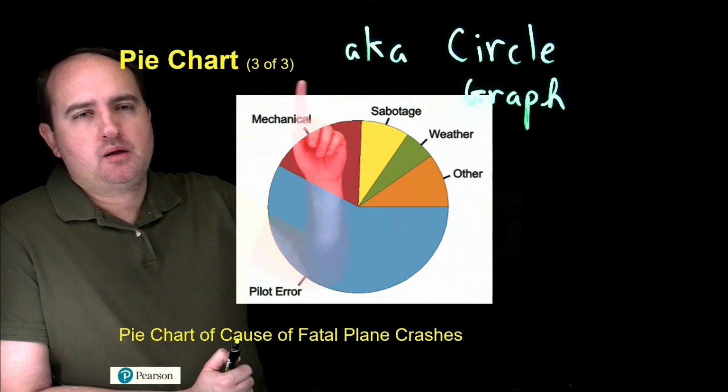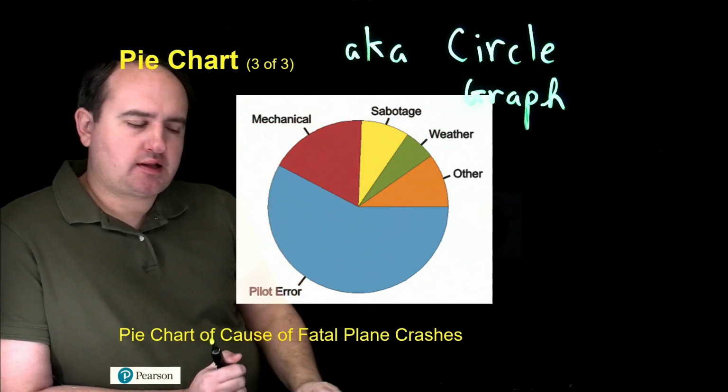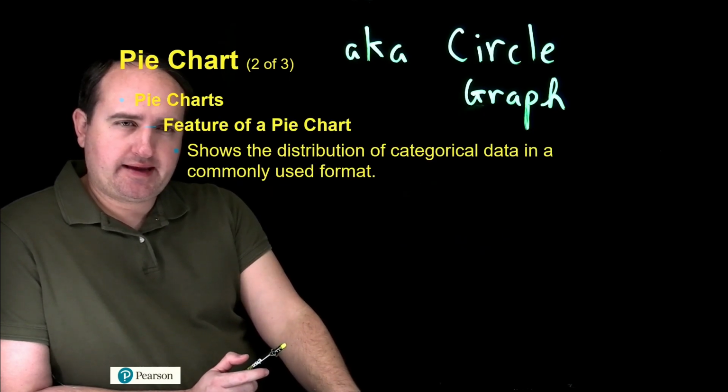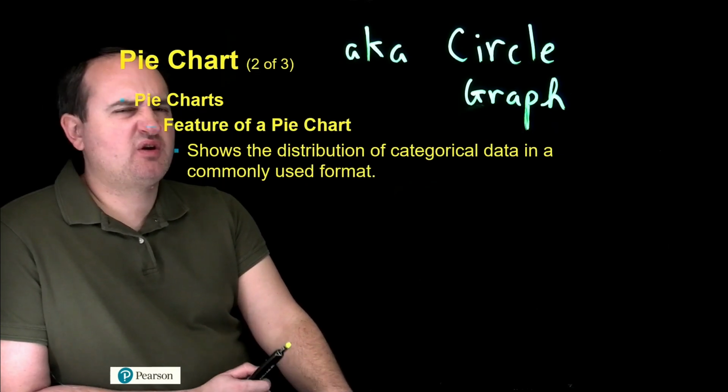All right, anyway, pie chart or circle graph is very common. It's used a lot. However, it's not considered as useful as a Pareto chart, by our book at least. And I tend to agree with our book here.